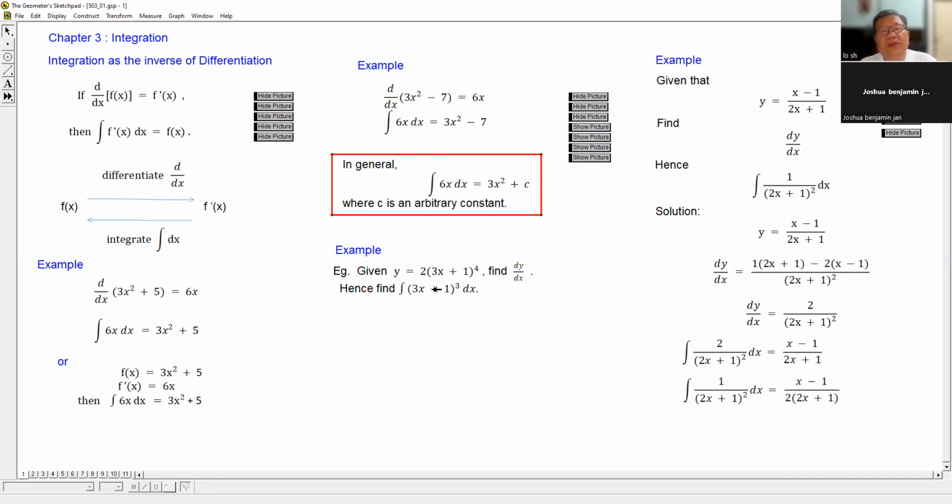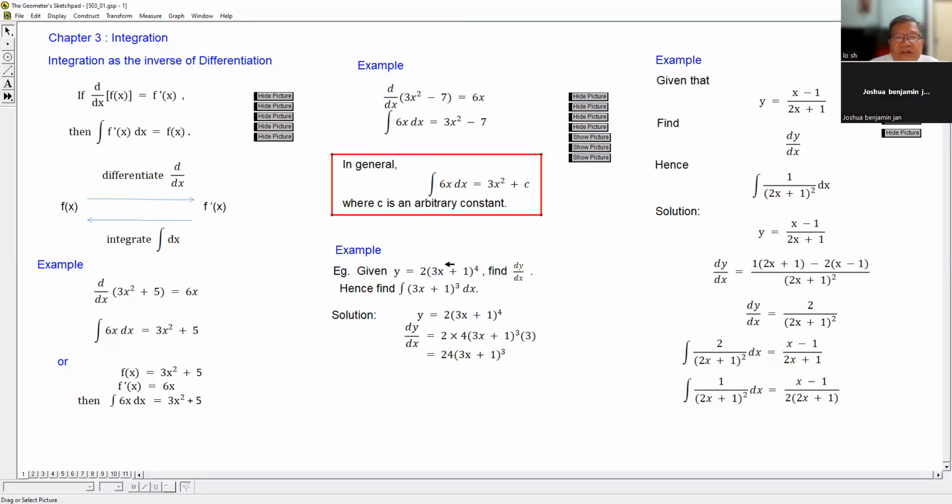Now you have this one, right? y equals 2 bracket 3x plus 1 raised to the power of 4. Find dy/dx. Hence, find the integration of 3x plus 1 to the power of 3 with respect to x. What they are trying to say is that, hey, you don't know the answer, so try to differentiate this one. So we try to differentiate.